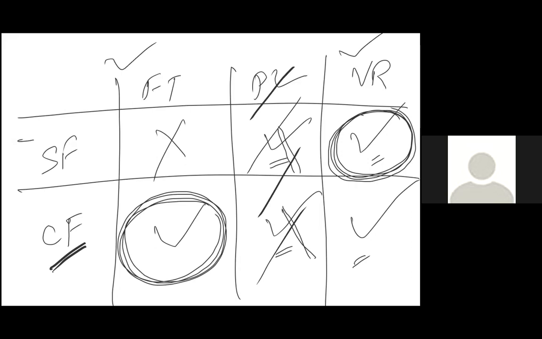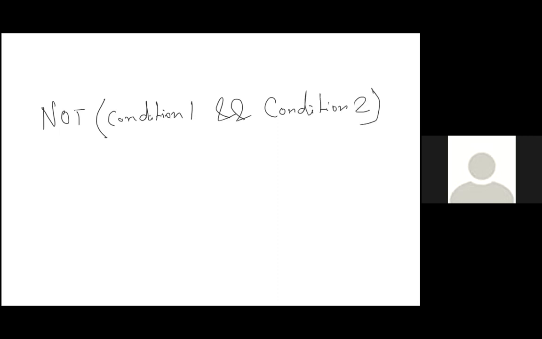Okay, now let's go with the logical AND operator. So one second. There is a formula which needs to be remembered very quick before we jump into an actual situation. I want you to learn it by heart. So NOT of (condition 1 AND condition 2) is equal to NOT of condition 1 OR NOT of condition 2.